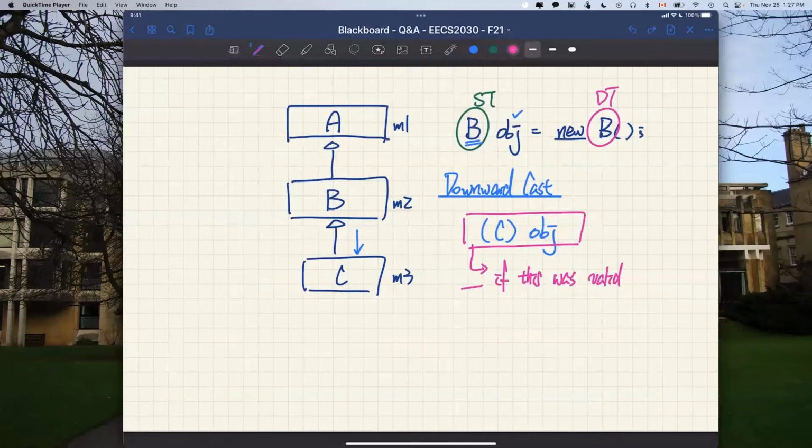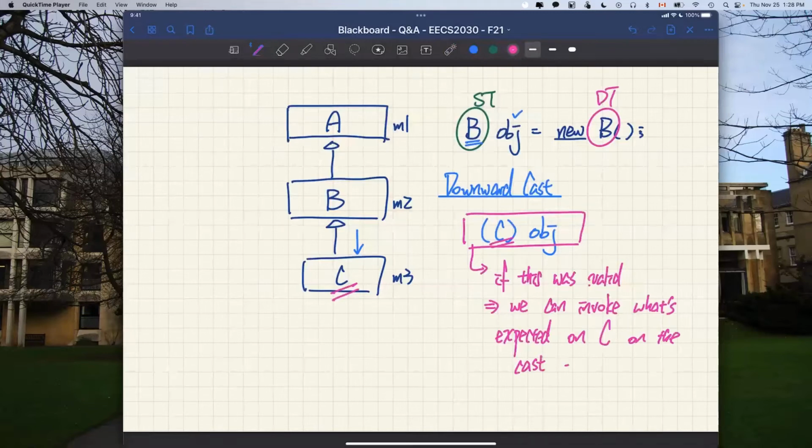Okay, let's see why. If this was valid, that means we can invoke what's expected on class C over here, which is a cast type, on the cast objects. By the way, at the moment, you should really visualize what's happening here.